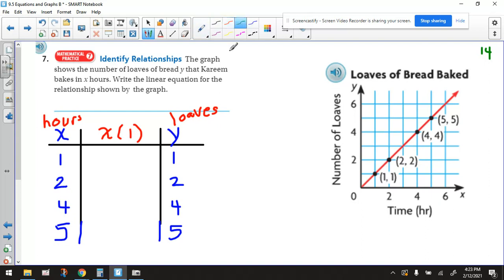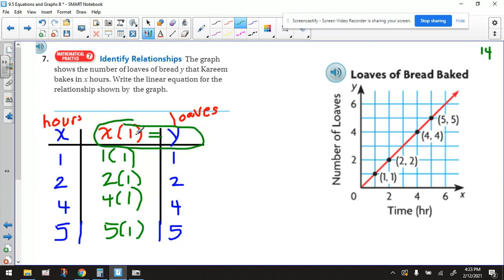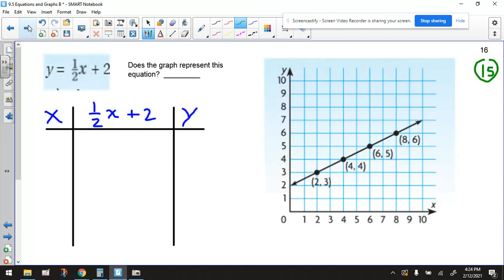So let's just double check. If we do a 1 times 1, that does equal 1. If we do a 2 times 1, that does equal 2. If we do a 4 times 1, that does equal 4. And if we do a 5 times 1, that does equal 5. So if we're talking about writing an equation, it might just look like this, right? 1x equals y, or even just x equals y, right? If we want to simplify it, x equals y. It's the same thing.